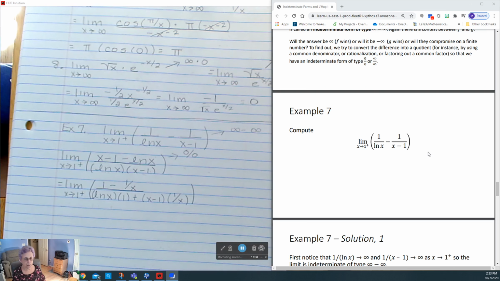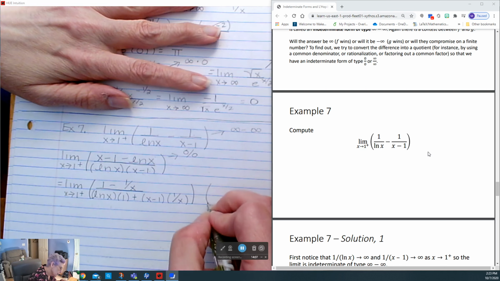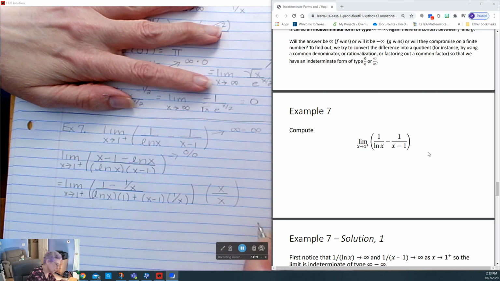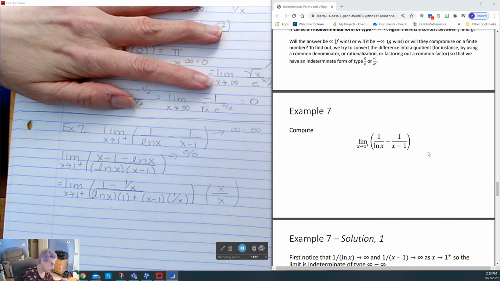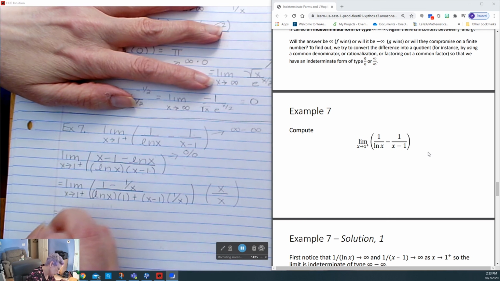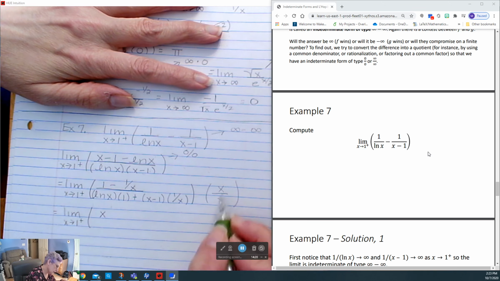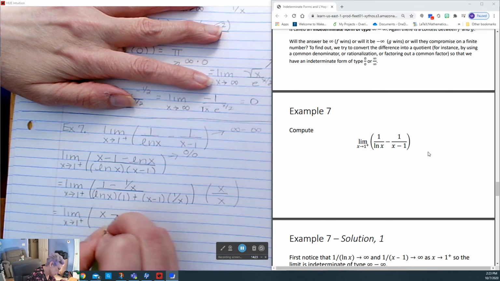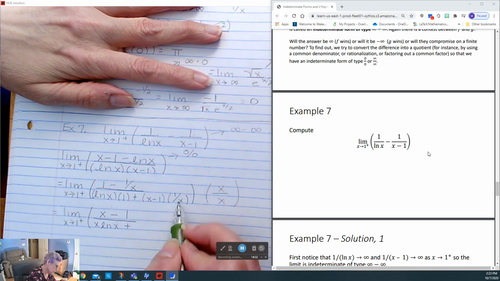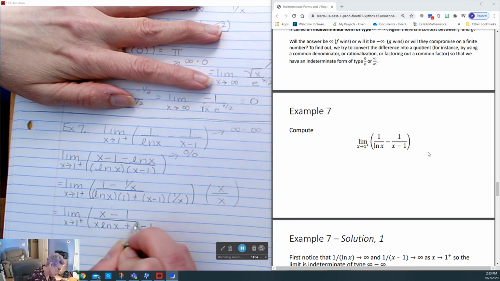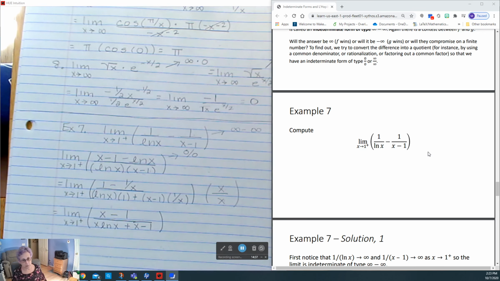Okay. Not liking this. I've got fractions on top of fractions. I don't like having fractions on top of fractions. So I'm going to multiply numerator and denominator by x over x. This x times 1 becomes x. X times 1 over x is 1. X times natural log of x. X times 1 over x goes away, so I'm left with just the x minus 1.